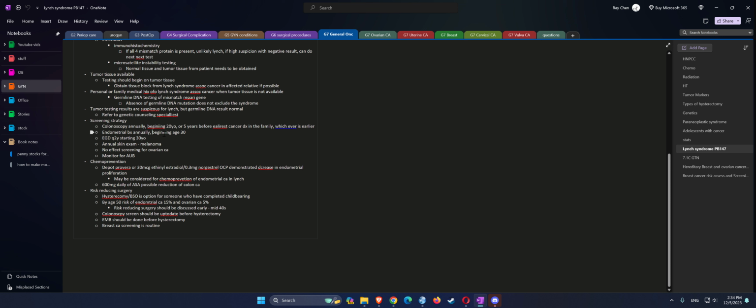So my notes said colonoscopy annually starting at 20, or 5 years before the earliest cancer diagnosis in the family. The 25, I feel like that's BRCA, but you can double check. It's definitely BRCA. Let me look. Hysterectomy and BSO in the early 40s. Colonoscopy could start by age 25 or 2 to 5 years before the earliest cancer. An endometrial biopsy beginning at 30 to 35.